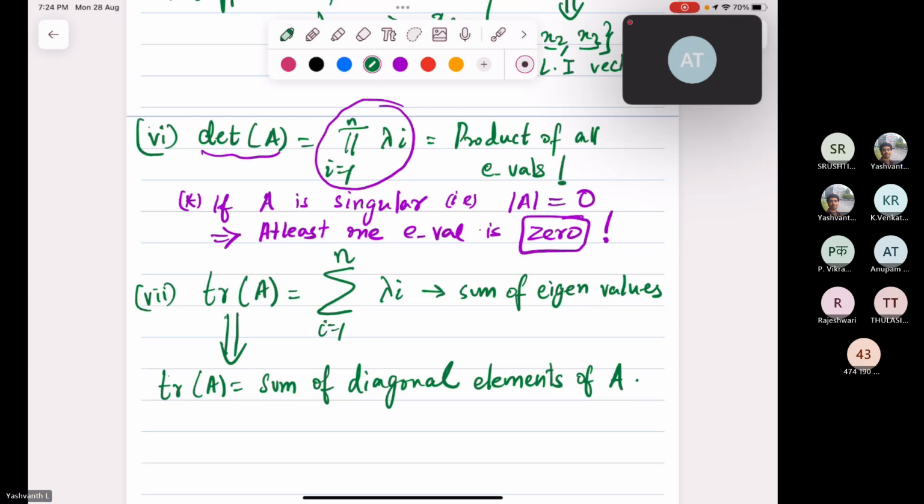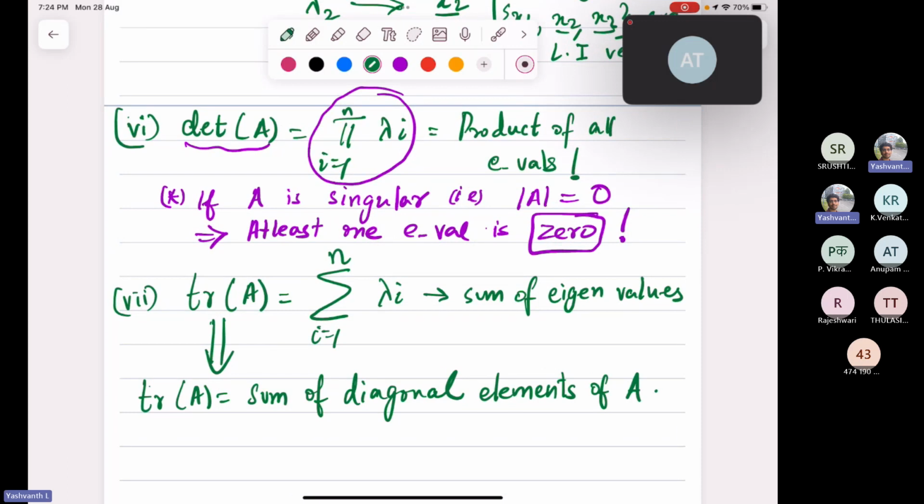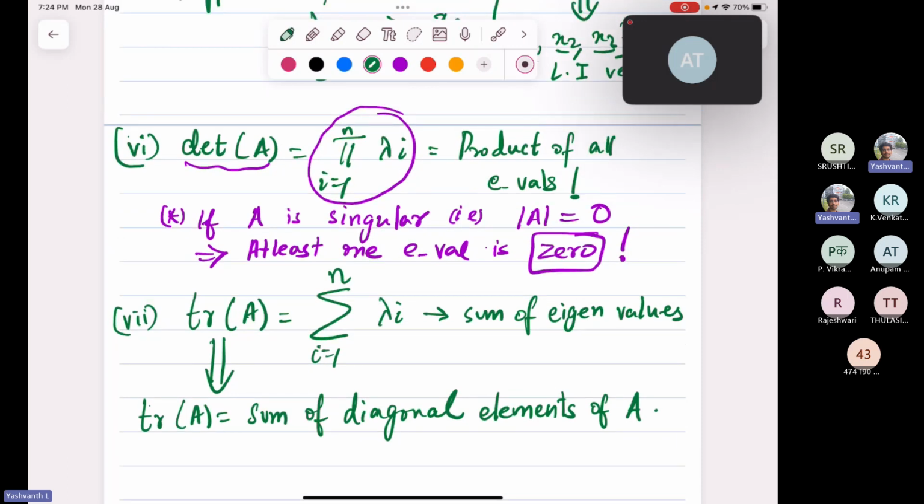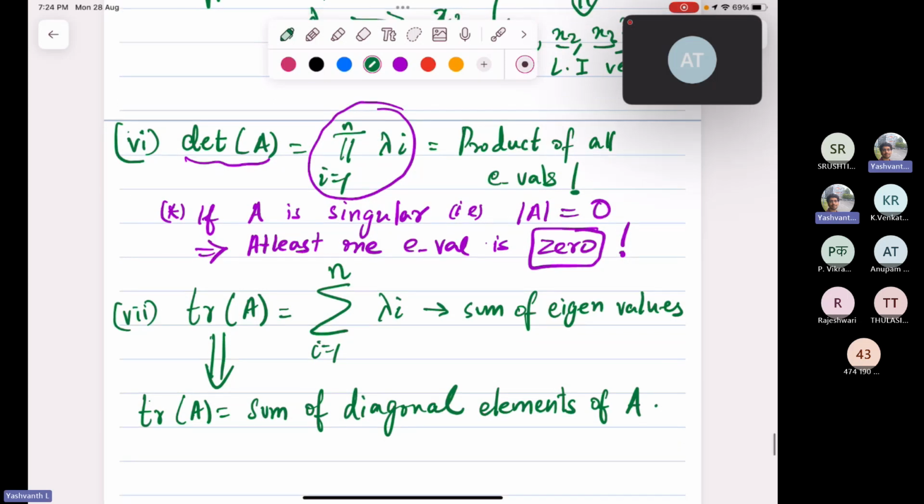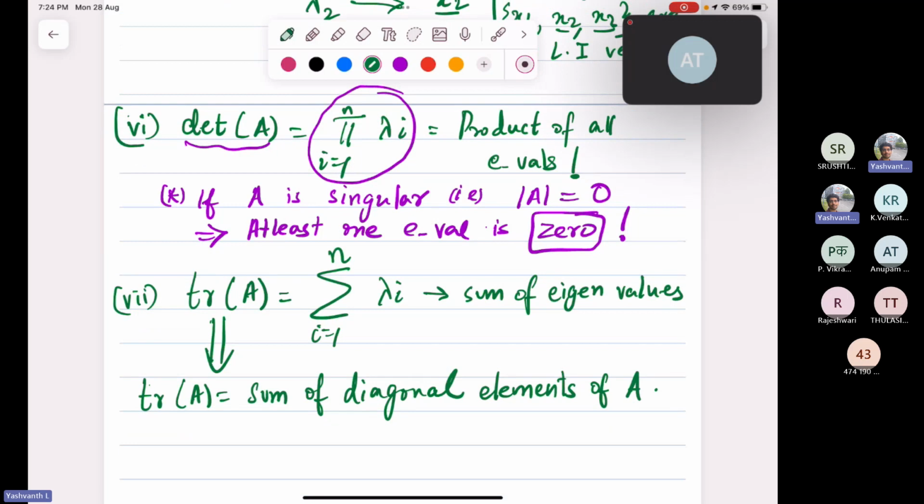This is enough. So it's 7:24. What I would like to do is take a break till 7:29, and then we'll come back and solve some 2-3 problems involving eigenvalues, and then we will see 2 problems in least squares. The rest we will continue next week. So let's take a break till 7:29 and be back.